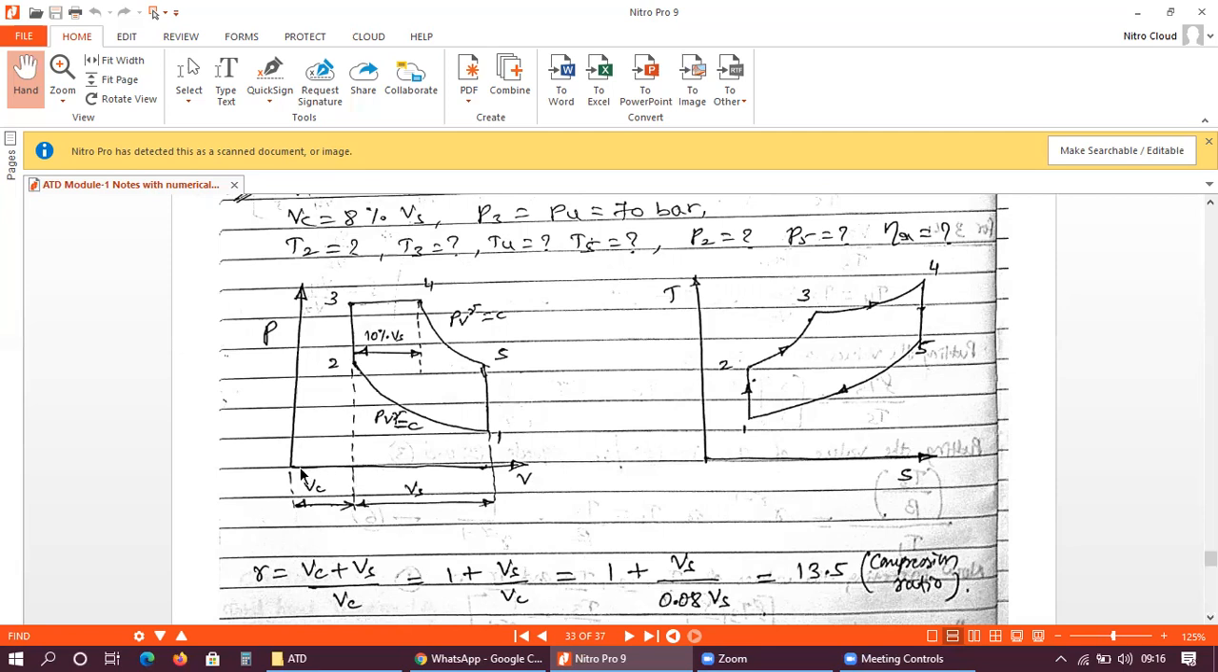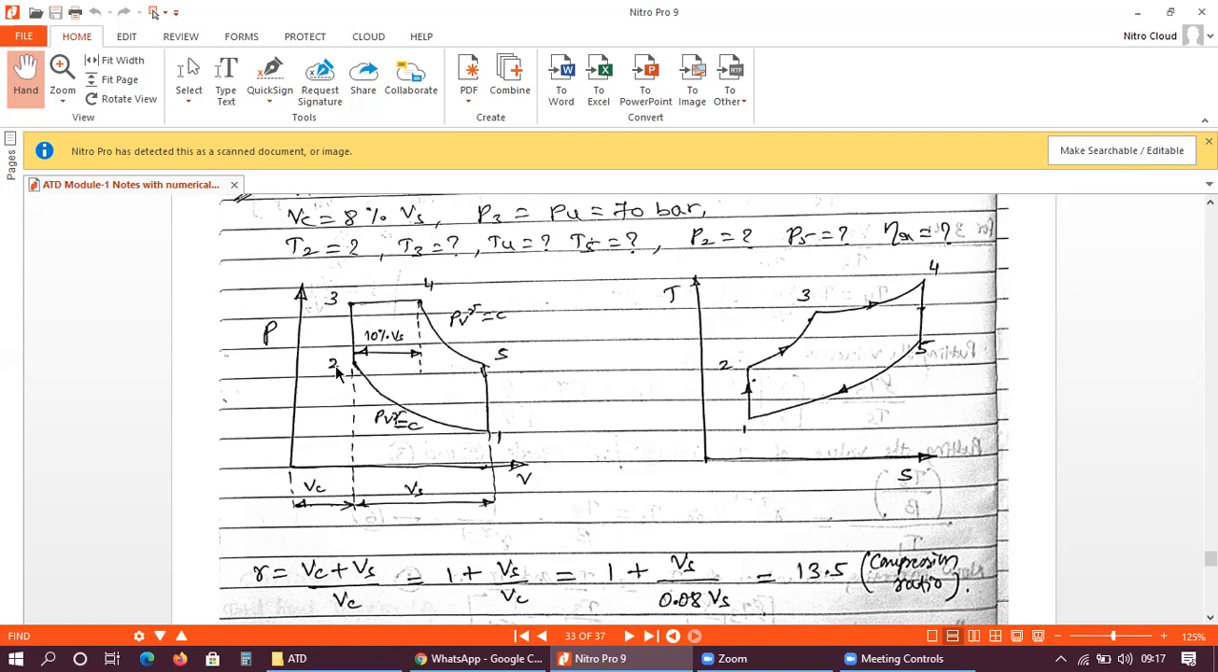As you can see on the x-axis, volume V is there, right? So during the 2 to 3 process, heat is being added. Later on, there is one more process, 3 to 4, where also heat is being added, but here the line 3 to 4 is at constant pressure. So heat addition takes place in two different steps.